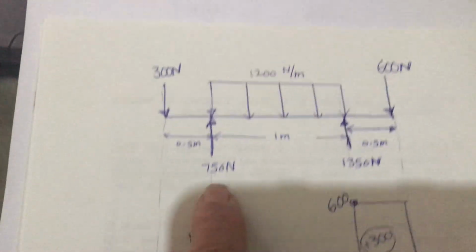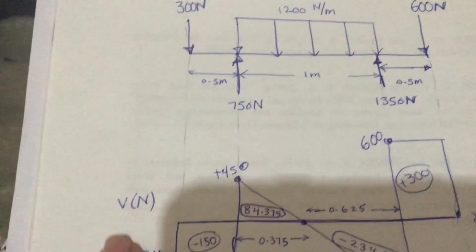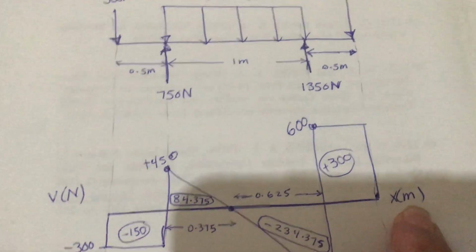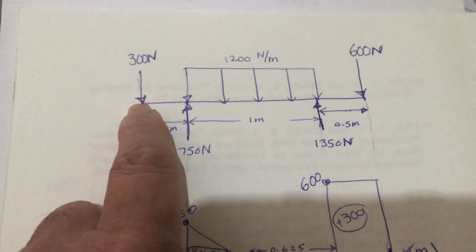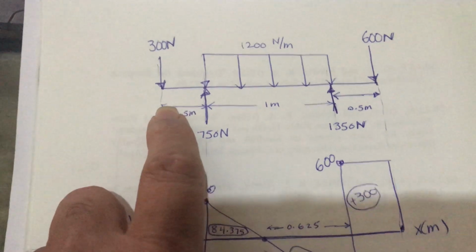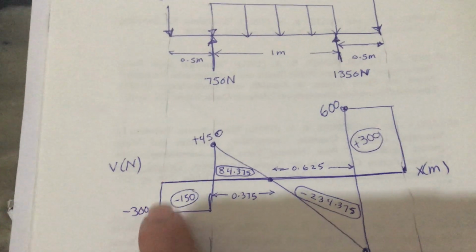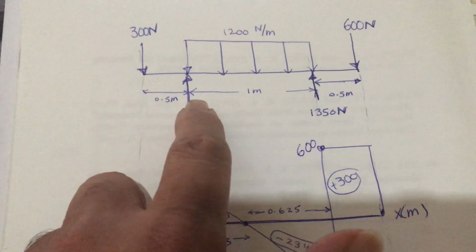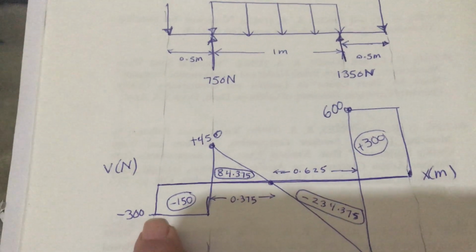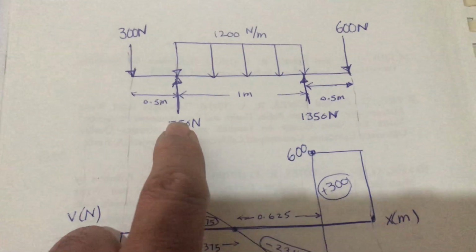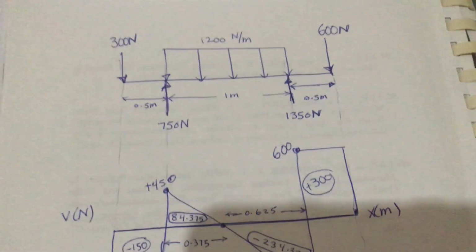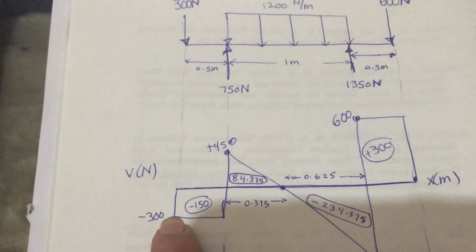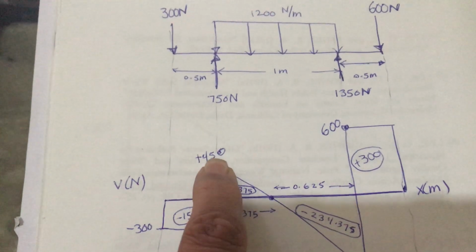You put V in Newtons, remember shear means V, and then X is in meters. So let's start from this point. It's 300 Newton down, so it's minus 300. And here there is no loading, so it's going to go uniform all the way until it reaches this point. Here there is a 750 up. So minus 300 plus 750, you'll get plus 450.